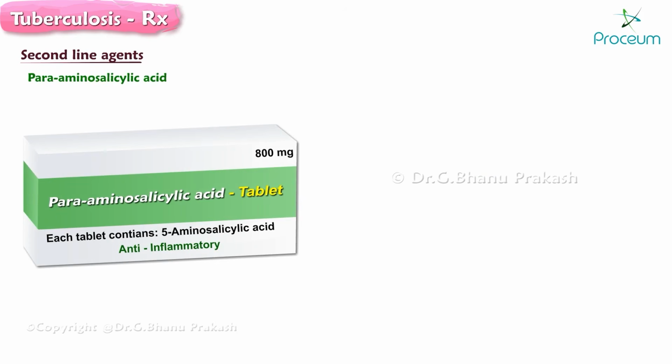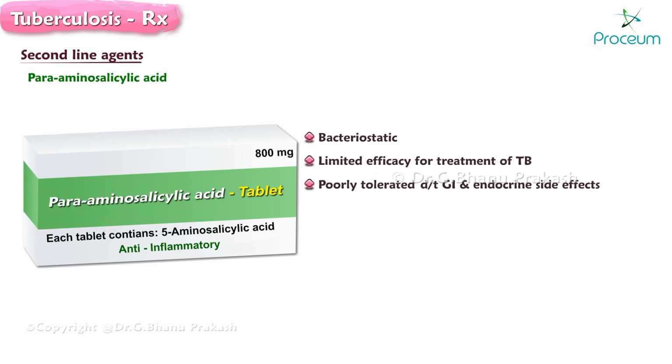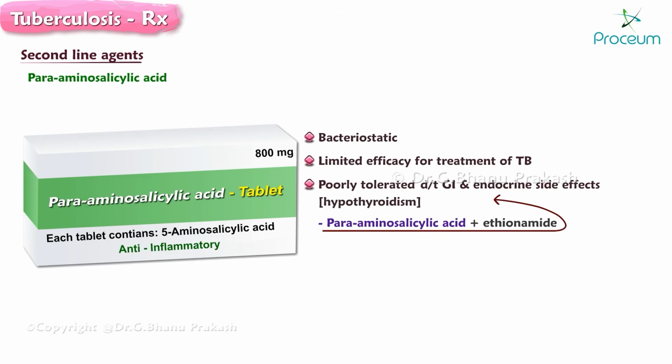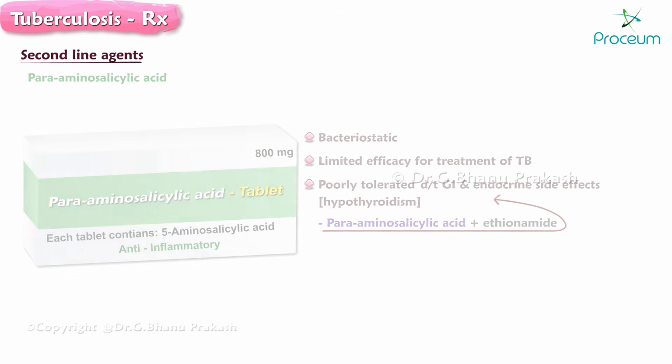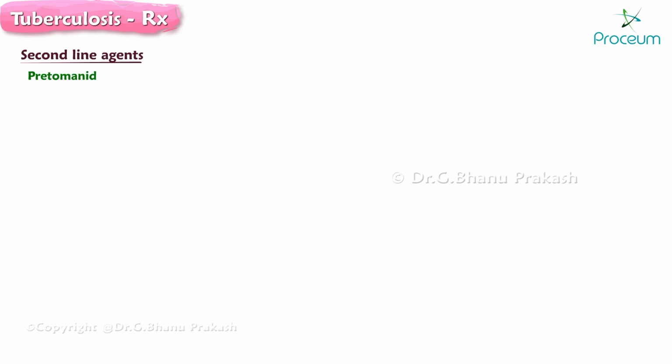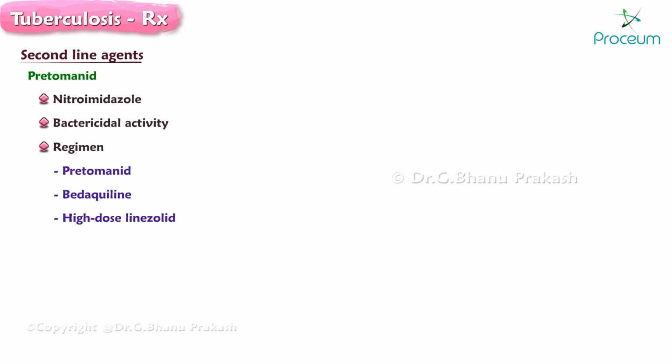Para-aminosalicylic acid. Para-aminosalicylic acid is bacteriostatic. It has limited efficacy for treatment of TB and is poorly tolerated due to GI and endocrine side effects, including hypothyroidism, particularly when administered in combination with ethionamide. Pretomanid. Pretomanid, a nitroimidazole, has bactericidal activity. A regimen of pretomanid, bedaquiline, and high-dose linezolid has Food and Drug Administration approval for treatment of patients with extensively drug-resistant tuberculosis or treatment-intolerant or non-responsive multi-drug-resistant tuberculosis.